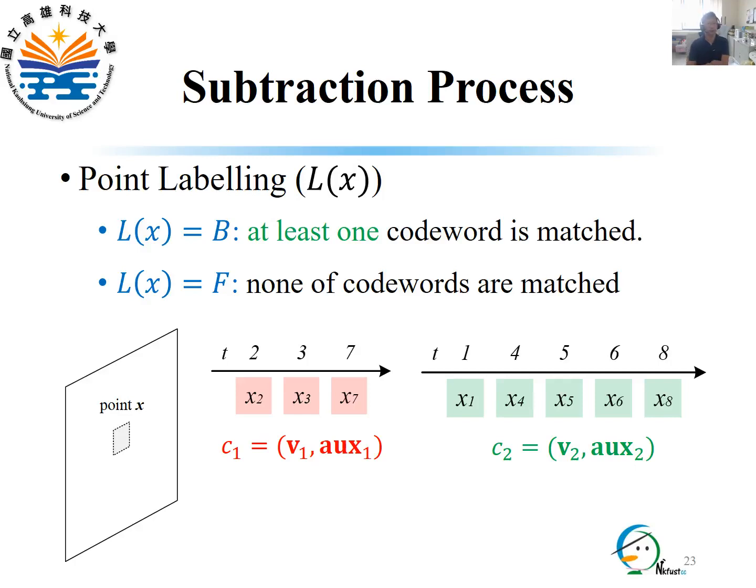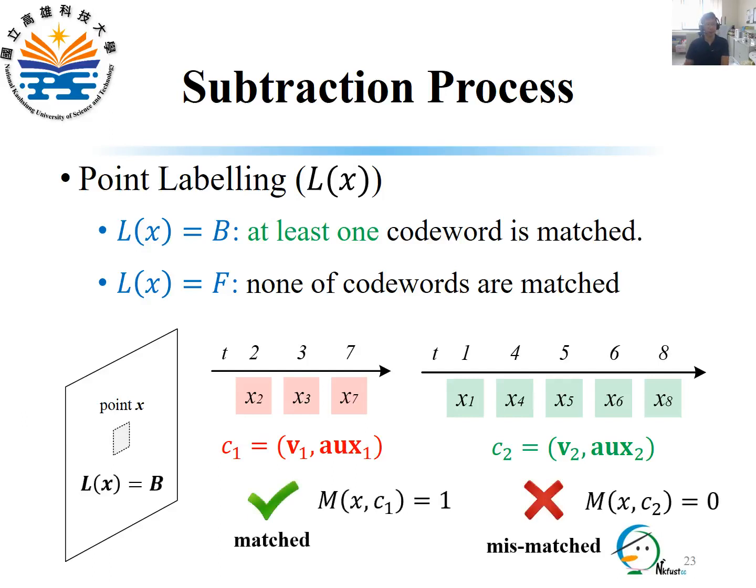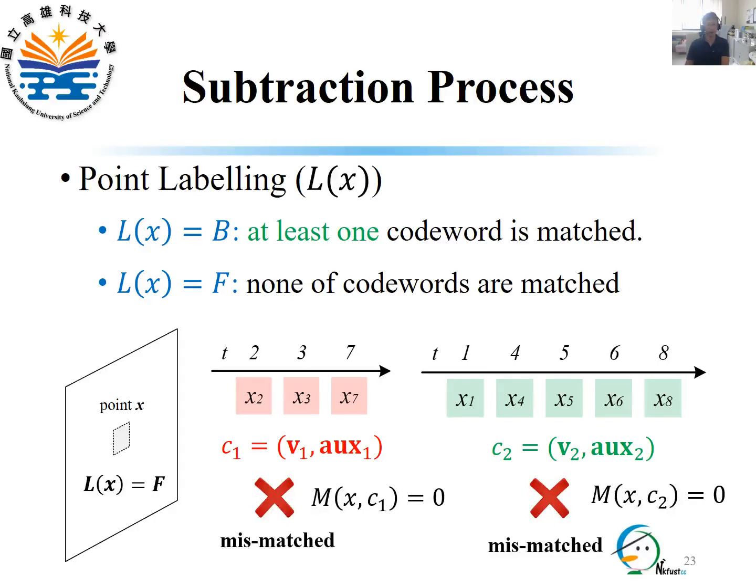For a point X, it is classified as background if at least one codeword is matched. Otherwise, the label of X is foreground if none of the codewords are matched. For example, there is a point X whose background intensity distribution is represented by two codewords, C1 and C2. It has label B if it matches at least one codeword, C1. It has label F if it matches neither C1 nor C2.